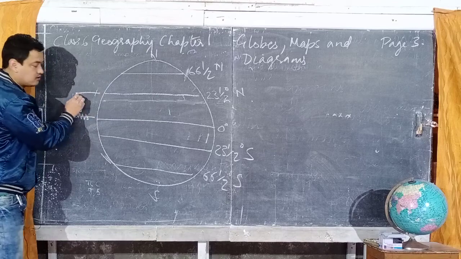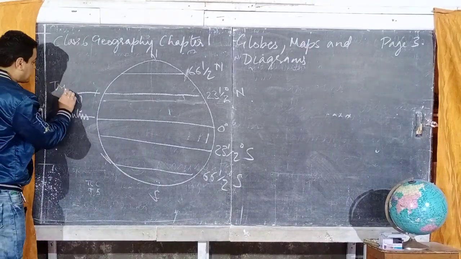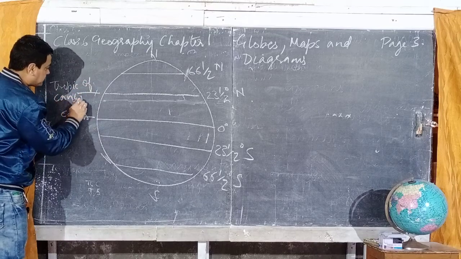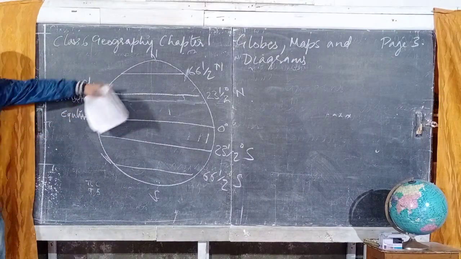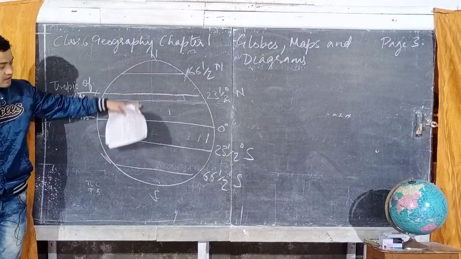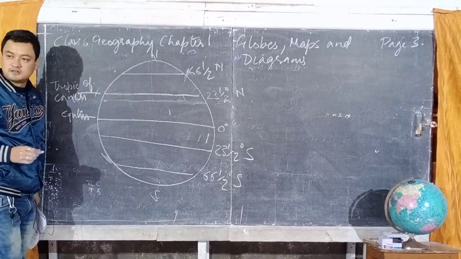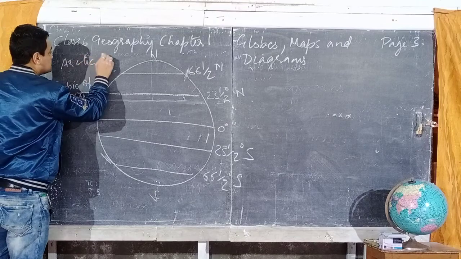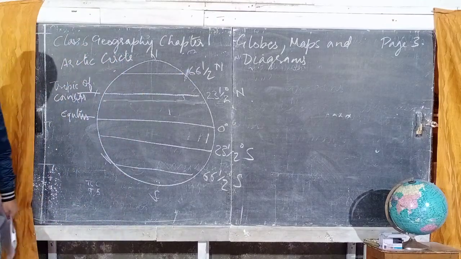This is known as what? Tropic of Cancer. Tropic of Cancer is found at 23.5 degree north. This is the northern hemisphere. The upper part above the equator is known as the northern hemisphere. This is known as Arctic Circle, A-R-C-T-I-C, Arctic Circle, which is basically 66.5 degree north.